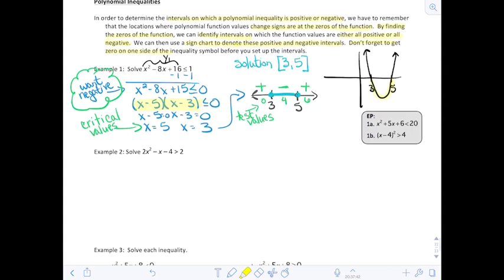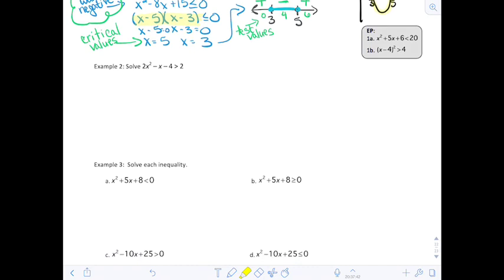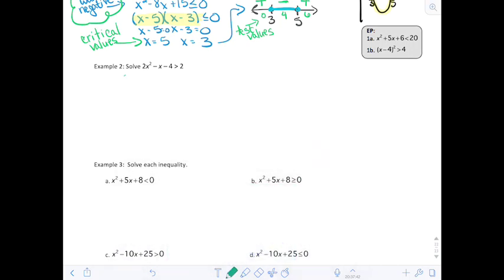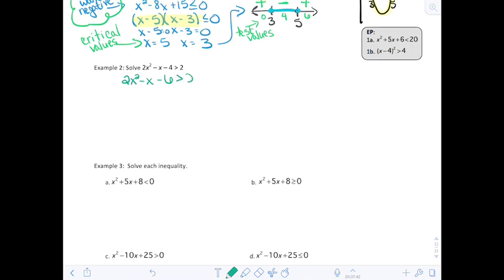Okay, let's look at example 2. 2x squared minus x minus 4 is greater than 2. So we're going to set this equal to 0, or subtract the 2 from both sides. So 2x squared minus x, and as I subtract 2, negative 4 minus 2 is negative 6, greater than 0. This factors. But before we look at that, I'm sorry, we want this to be greater than 0. So when we look at our interval on the x-axis, we want positives.